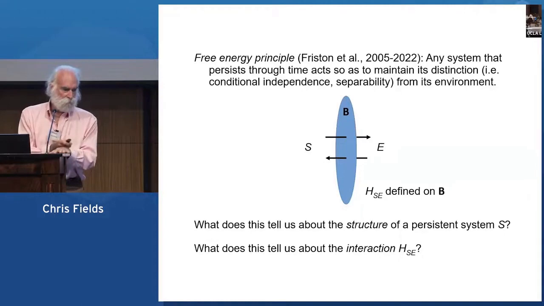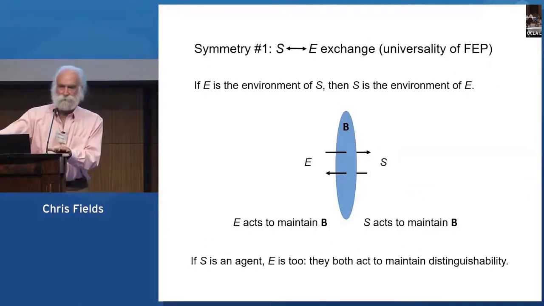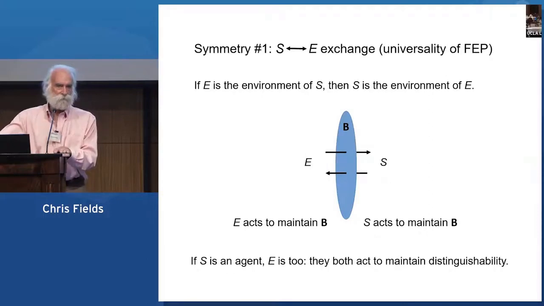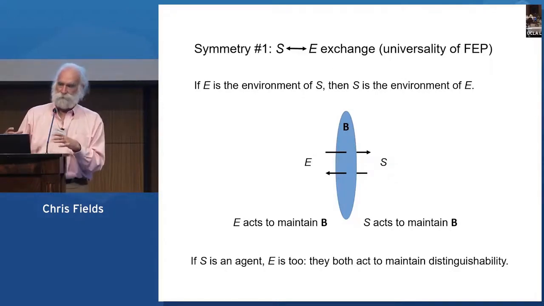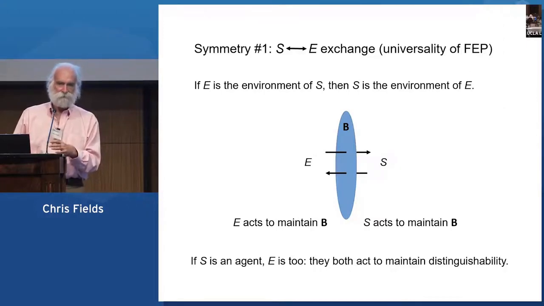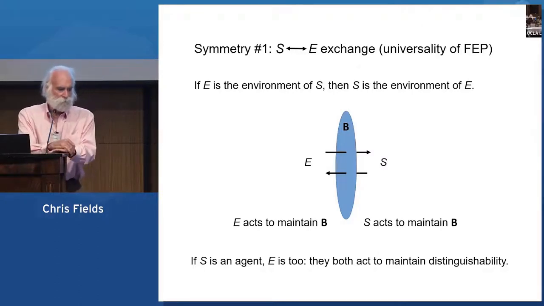So here's symmetry number one. The FEP is a universal statement, as Friston showed in his 2019 paper, and as we've shown using the quantum theoretic formulation. And what universality means here is just that I can exchange these labels. And I can label the left side system E and the right side system S. All that means is that because this is an isolated system, the thing I previously called S is the environment of E. And so that means the free energy principle applies to both of them.